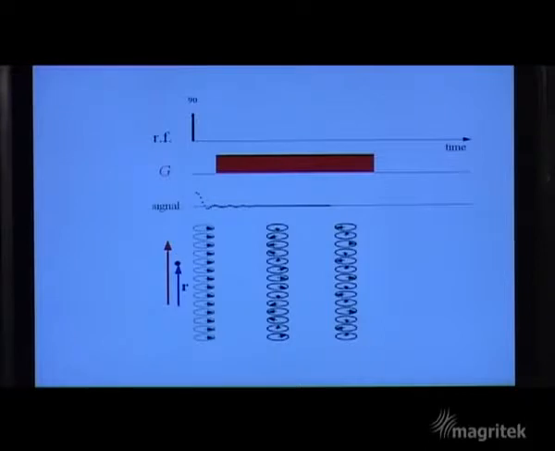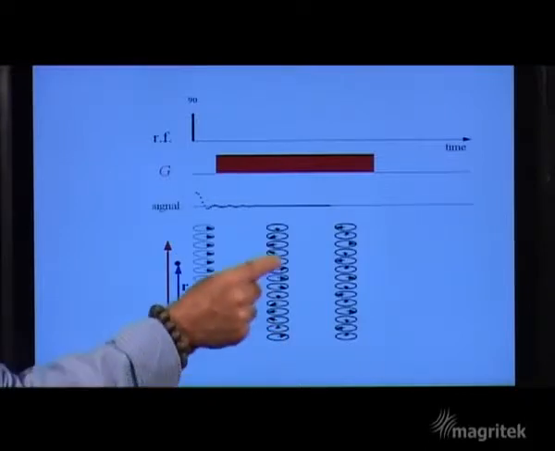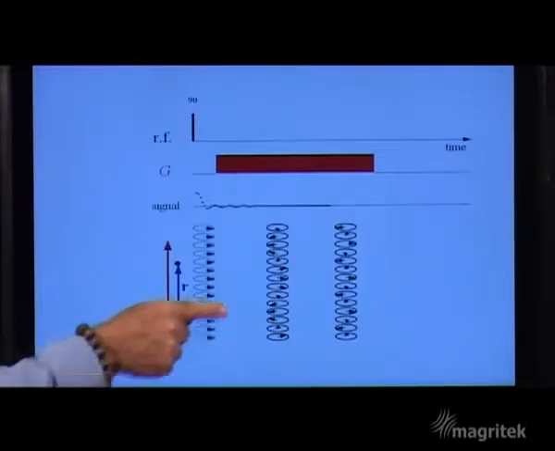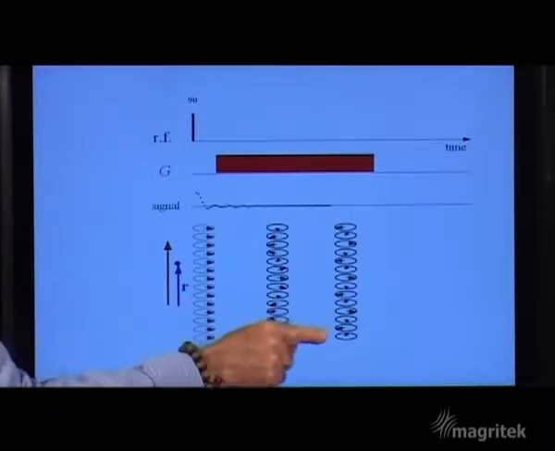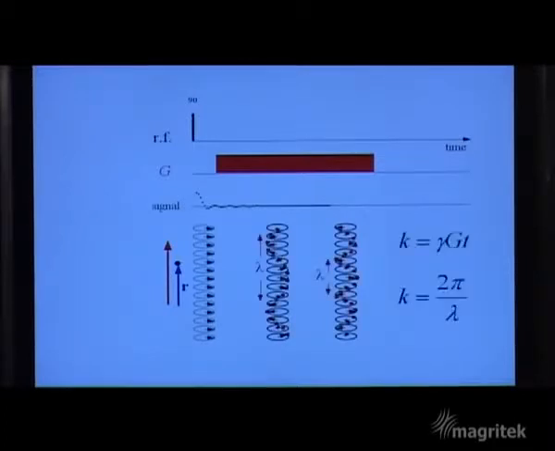And those different phases cause a helical variation in phase along the vertical axis because the magnetic field gradient is a field that's proportional to position. And as time goes on, that helix winds tighter and tighter. The pitch of the helix gets shorter and shorter.